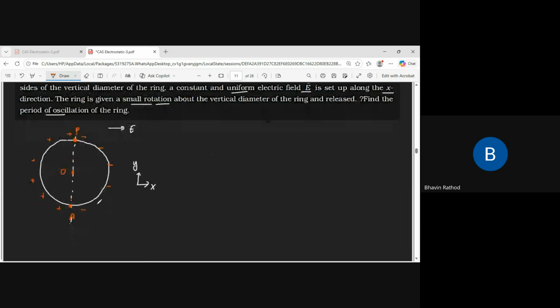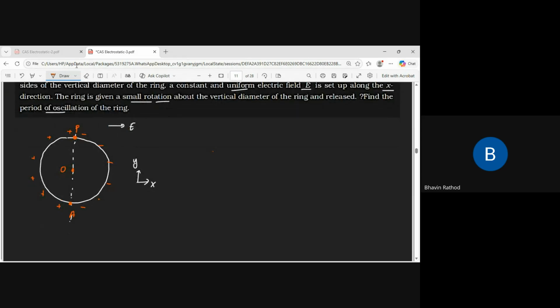Now let us disturb it a little bit from this equilibrium position. Let us say that I give it a little bit of rotation clockwise. So what will happen? If we rotate it a little bit clockwise, point P will shift to the right and point A will shift to the left. These are the new positions of P and A, which means the positive charge is over here and the negative charge is over here.